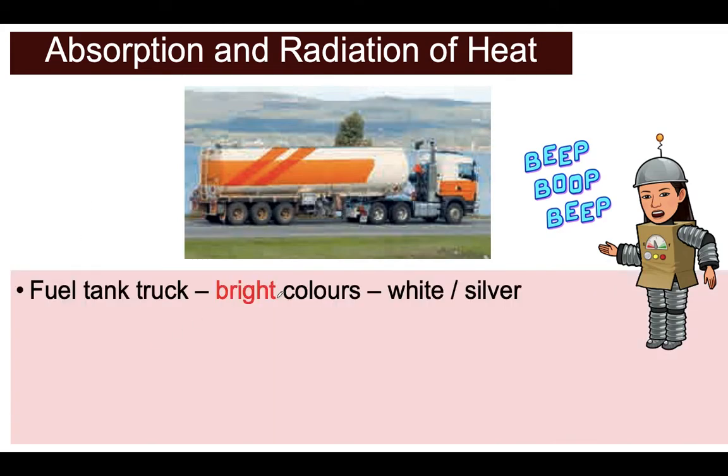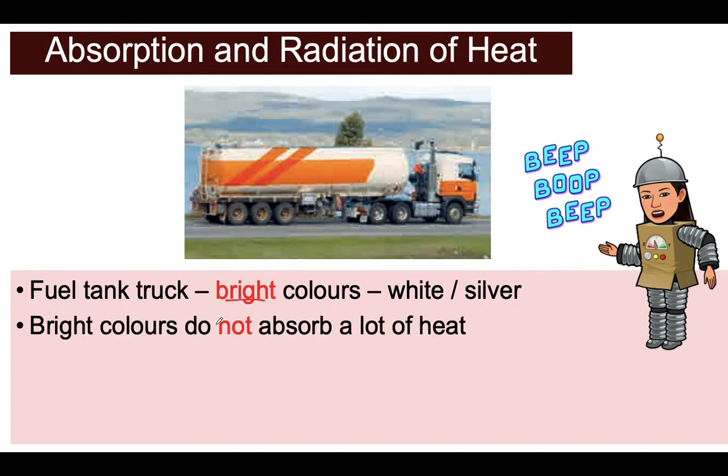So fuel tank trucks usually use bright colors such as white or silver. As I usually see, it is silver color. Why? Because bright color does not absorb a lot of heat. Why don't we want heat to be absorbed into the tank? What is inside the tank? Fuel. There is fuel inside the tank.